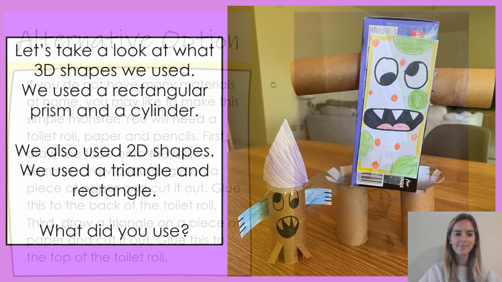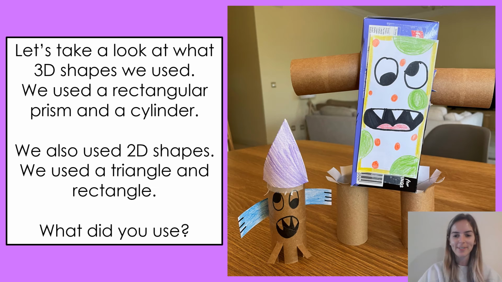Now look at my monsters here. Let's take a look at what 3D shapes we used. We used a rectangular prism and a cylinder. So here my cylinders are my toilet paper rolls, and then my rectangular prism was my crackers box that I used. We also used 2D shapes, and we used a triangle and a rectangle. And I used those on pieces of paper. I drew them up and then I put them onto my monster.